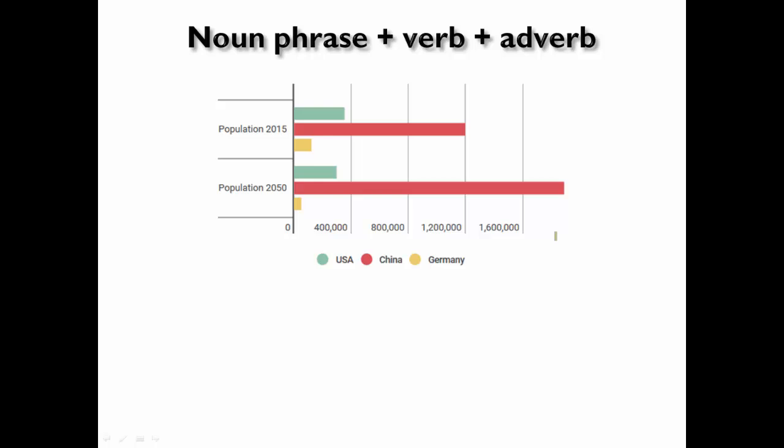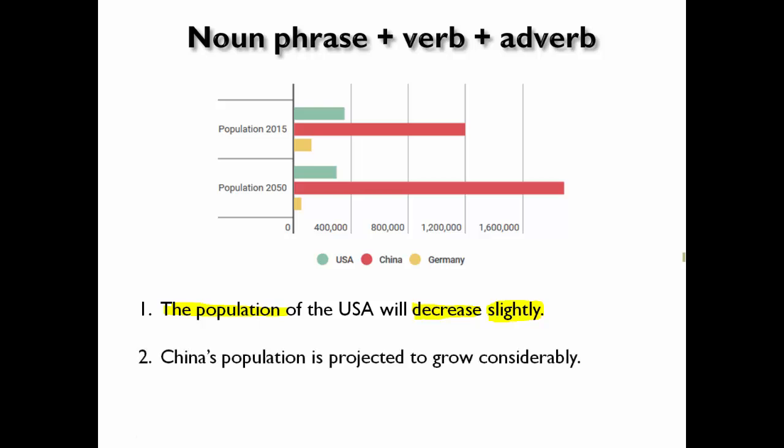So a noun phrase plus a verb plus an adverb. The population of the USA will decrease slightly. So the noun phrase is the population, verb decrease, and adverb slightly. And feel free to pause the video at any time just to look at the data and think about the grammar. If I'm going too fast, just pause the video at any time. Second one, China's population is projected to grow considerably. So considerably, adverb, grow, verb, China's population, noun phrase.